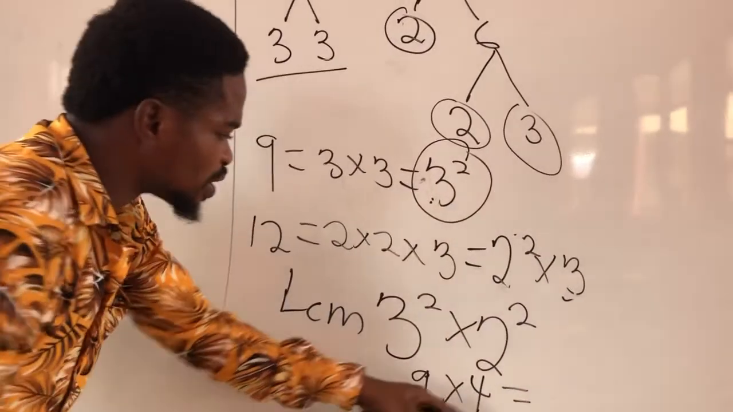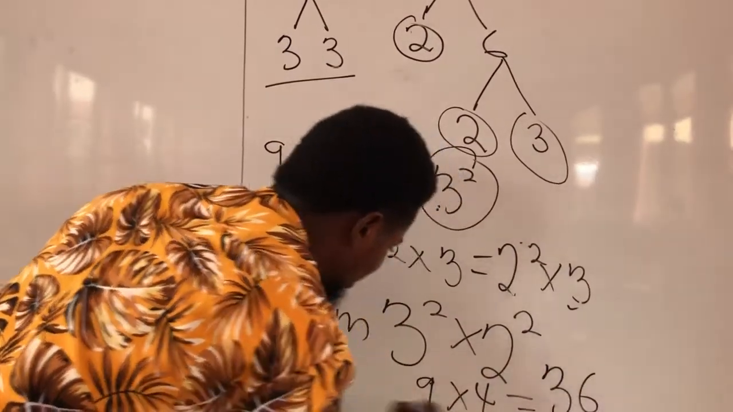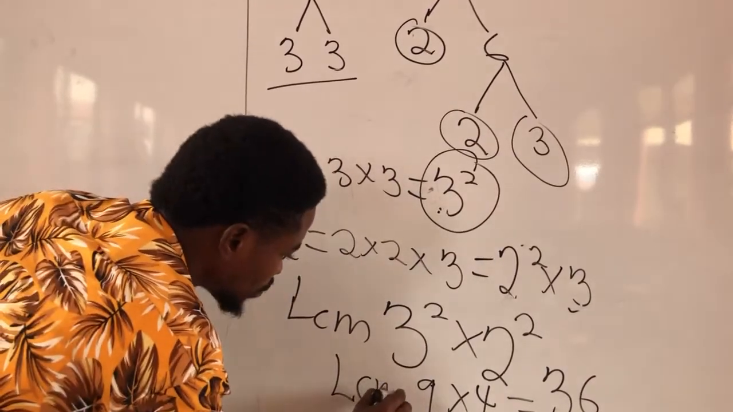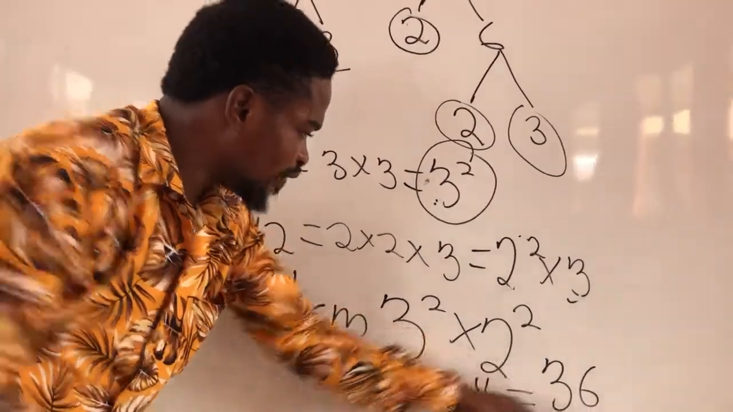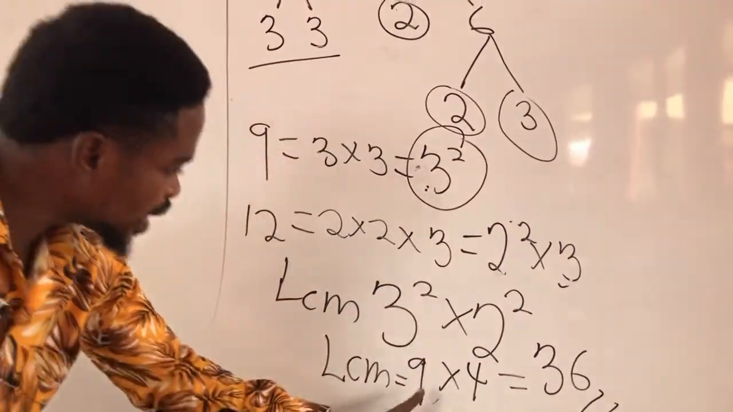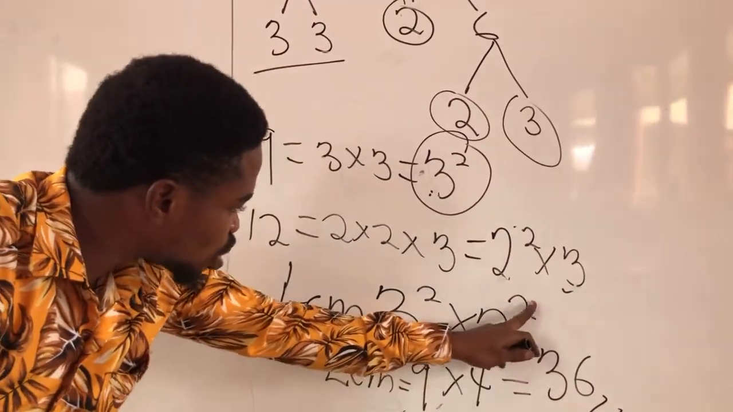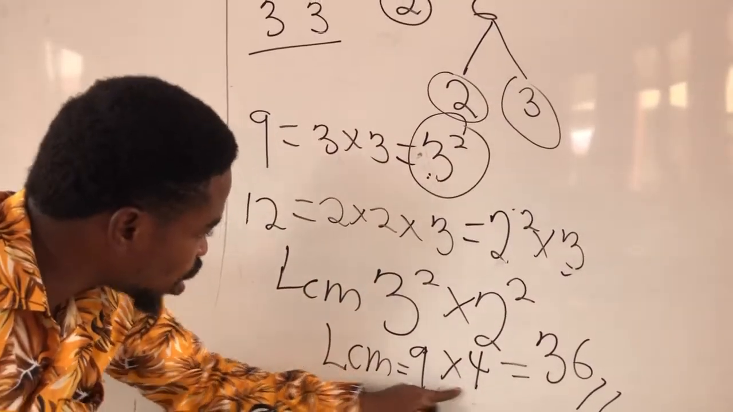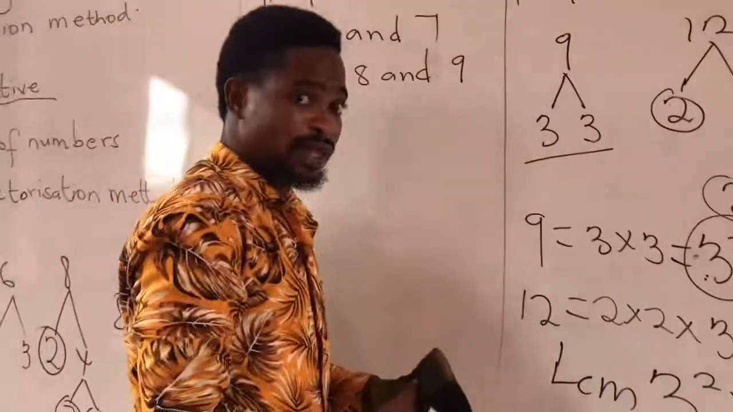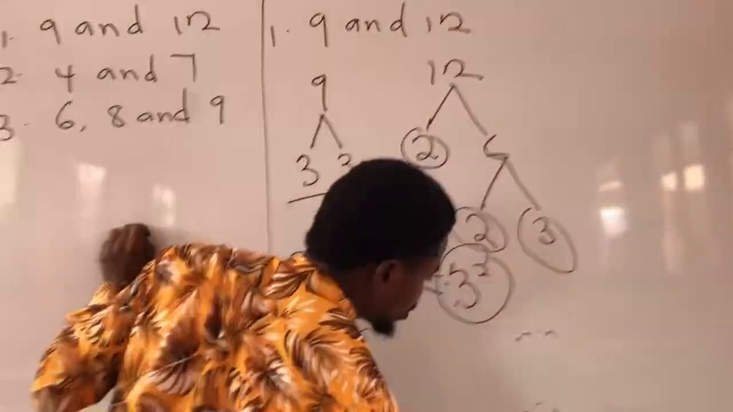So 4 times 4 will give us 36. So our LCM equals 9 times 4, which will give us 36. Because 3 raised to the power 2 is 9 and 2 raised to the power 2 is 4. When you multiply them, you get 36. That is it. Alright? Now let's look at the next question.